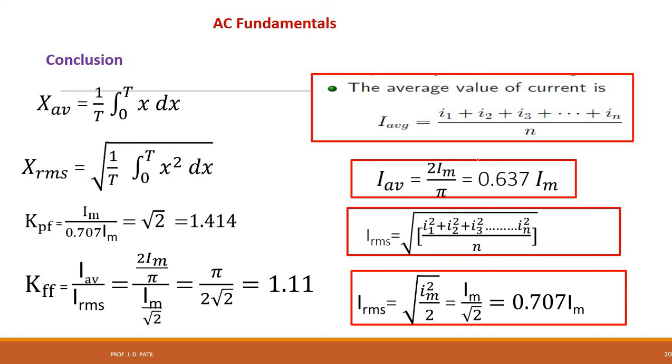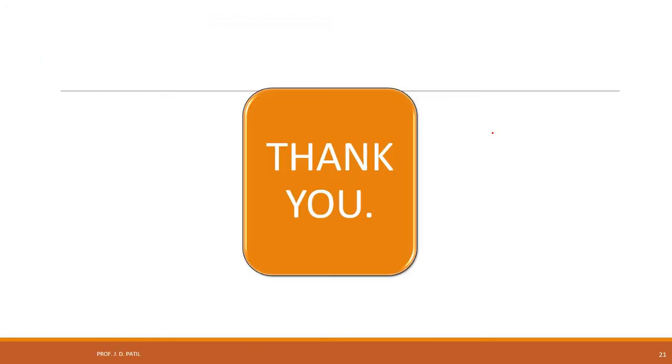We have to see that the average value of current, I average, is equal to (i1 plus i2 plus up to iN) divided by N. So I average is equal to 2 Im by pi, that is 0.637 of Im. For the RMS value, it is the square root of (i1 square plus i2 square plus i3 square plus up to iN square) divided by N. So we will get the IRMS value as 0.707 of Im. Thank you for listening.